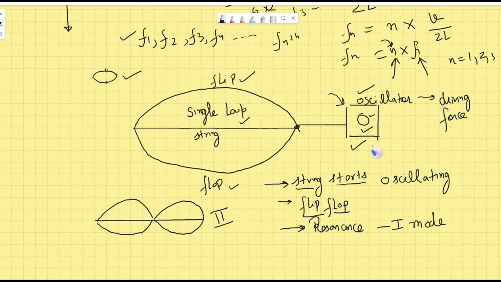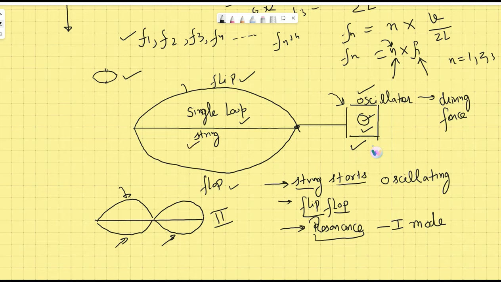You can take the reading on the oscilloscope and see. So you have to wait for the oscillator to disturb the string, and then first wait for the first flip-flop, then wait for two loops to flip-flop, two loops, then three loops and four loops. This flip-flopping structure which you see is evidence that the resonance has started, and also tells you what the natural frequencies of the string are.